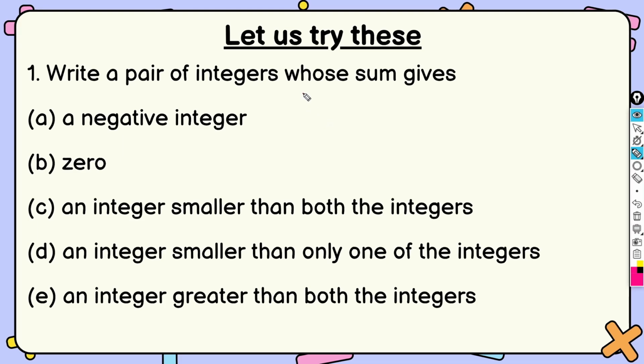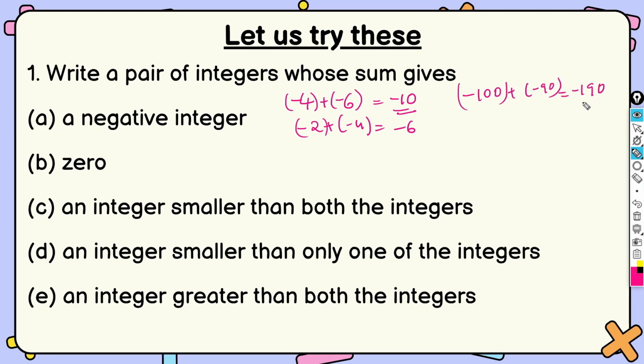So for example, take two numbers 4 and 6. If we add, this becomes 10. But if these numbers are negative integers, minus 4 and minus 6, this becomes minus 10. Similarly, you can take any other two negative numbers like minus 2 plus minus 4, which is equal to minus 6, and minus 100 plus minus 90, which is equal to minus 190. Thus, these are pairs of integers. Like this, you can write any number of integers.